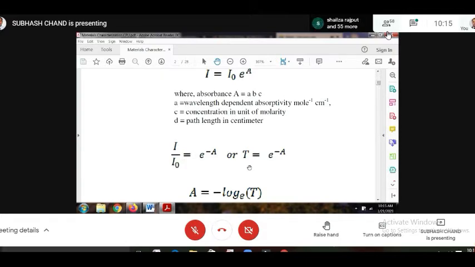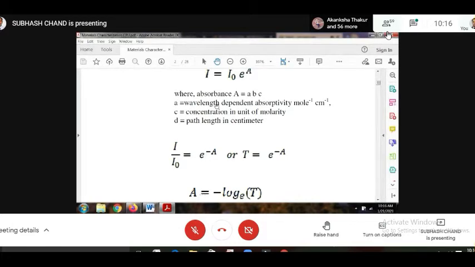So this ratio is called the transmission coefficient or transmittivity, T. So T we can write as exponential minus A. From here we can write absorbance A equal to minus log T. That is how we relate absorbance A and transmittivity, or transmission coefficient.